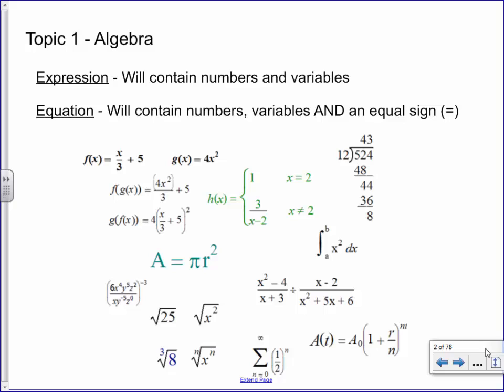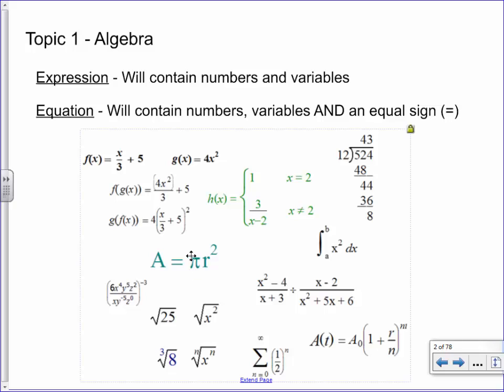Okay, a bit of terminology then. Do you guys know these words, expression versus equation? Basically, an expression has letters or numbers in it, but the key thing is there's no equal sign. An equation actually has an equal sign. So this root 25 right here, that's an expression. This root x squared right here, that's an expression. This crazy thing right here, expression. But here, A equals pi r squared, equation.